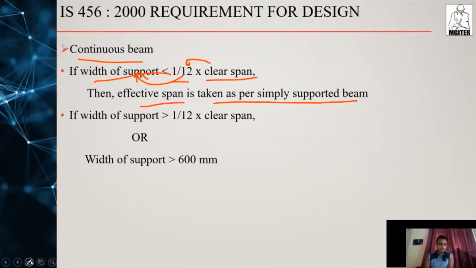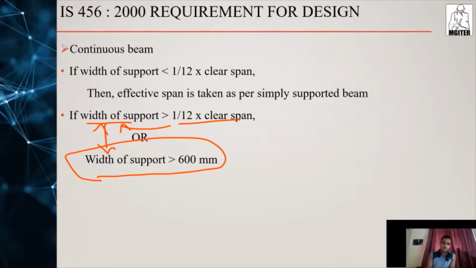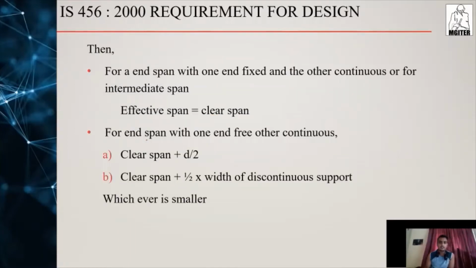Understood? Second condition here. If clear span divided by 12 is less than width of support, or width of support is more than 600 mm, these both are the same condition. While we have either condition, we have to follow this rule.